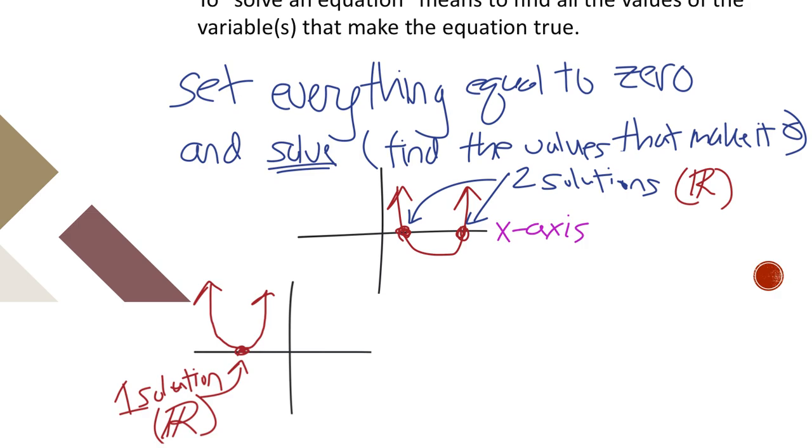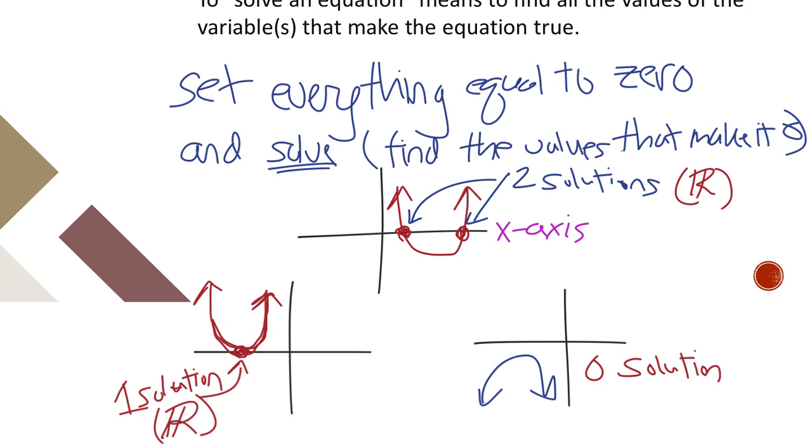And then we could have one last kind of looking thing. Let's say we have an upside down one that never actually touches. I'm going to tell you that this one actually does touch. I just didn't get close enough. So let's say that really does touch only in one spot. This one would have 0 solutions. Again, we're talking about real solutions here.